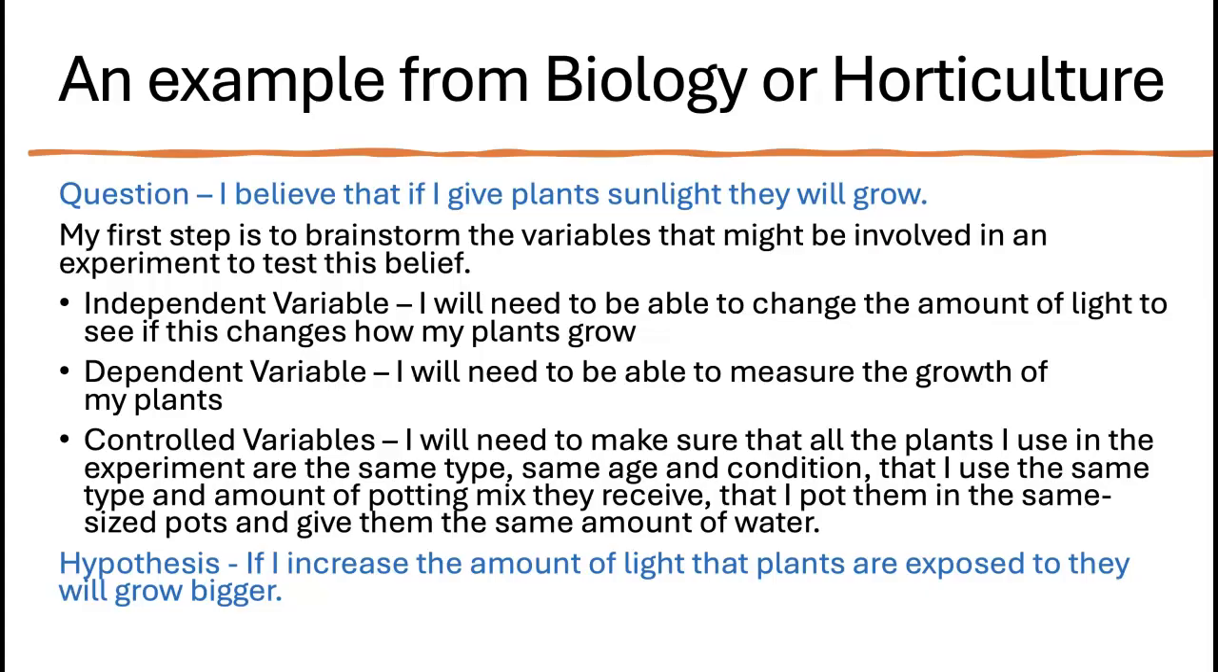So my control variables therefore need to be making sure I use the same plant or plants, lots of seedlings that are the same thing. They have the same sort of age and condition. I use the same type and amount of potting mix. I put them in the same size pots, give them the same sort of water. So all these things are kept constant. We don't want those things interfering with the outcome. So then my hypothesis would be, if I increase the amount of light that plants are exposed to, they will grow bigger. So if I change my independent variable in a particular direction, I expect the dependent variable to change in a particular direction.